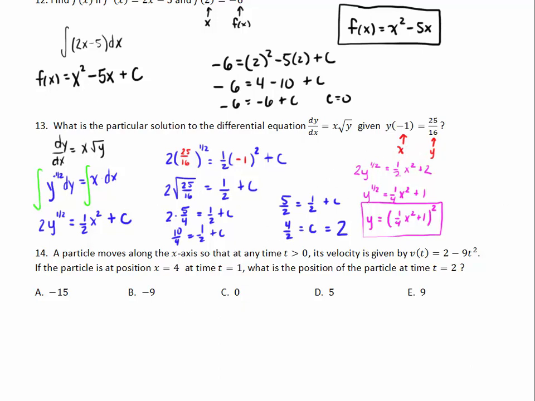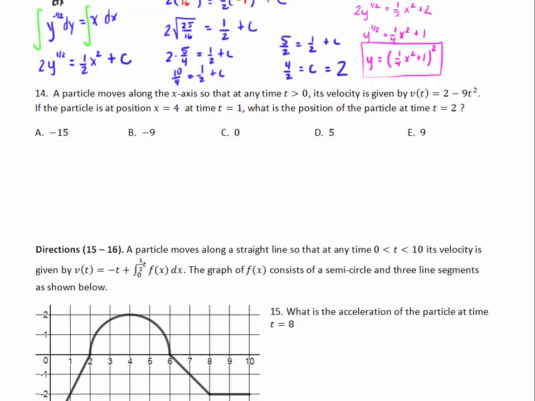Okay, question number 14. A particle moves along the x-axis so that at any time t greater than 0, its velocity is given by v of t. If the particle is at position x equals 4 at time t equals 1, what is the position of the particle at time t equals 2?